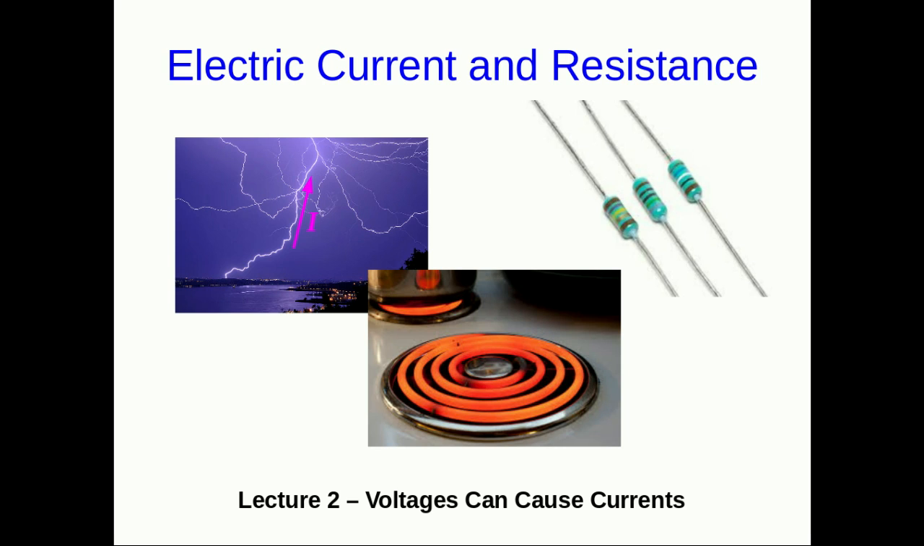Voltages can cause currents. We've seen cases where they don't, for example, when a battery is hooked up to a capacitor and the capacitor is fully charged. However, when a voltage is applied across many circuit elements, like wires and resistors, it will cause a current. So in this lecture, we're going to look at what factors determine how big that current is.